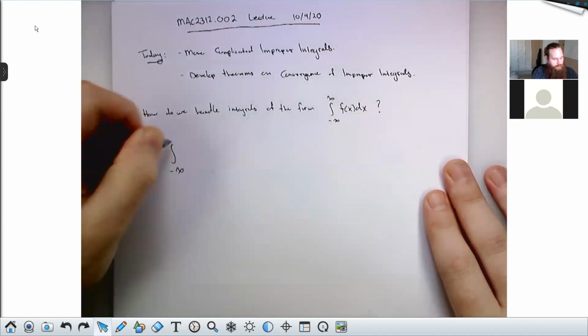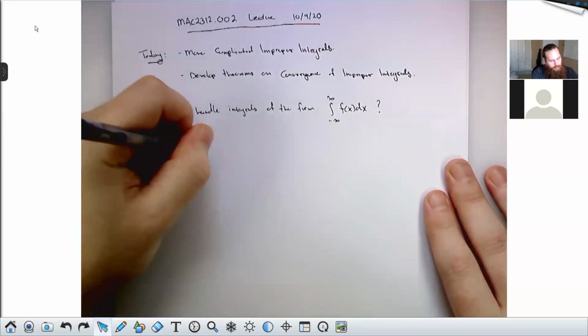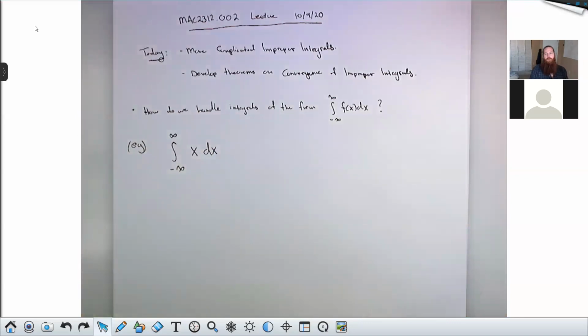In order to answer that question, I want you to think along with me about what should be true of the integral x dx taken from negative infinity to infinity. Remember, we always begin by writing these as limits. And if the area that the integral measures is finite, we like to say that the integral converges. If the area that the integral measures is infinite, we say that the integral diverges. That was the kind of basic thing that we talked about last time.